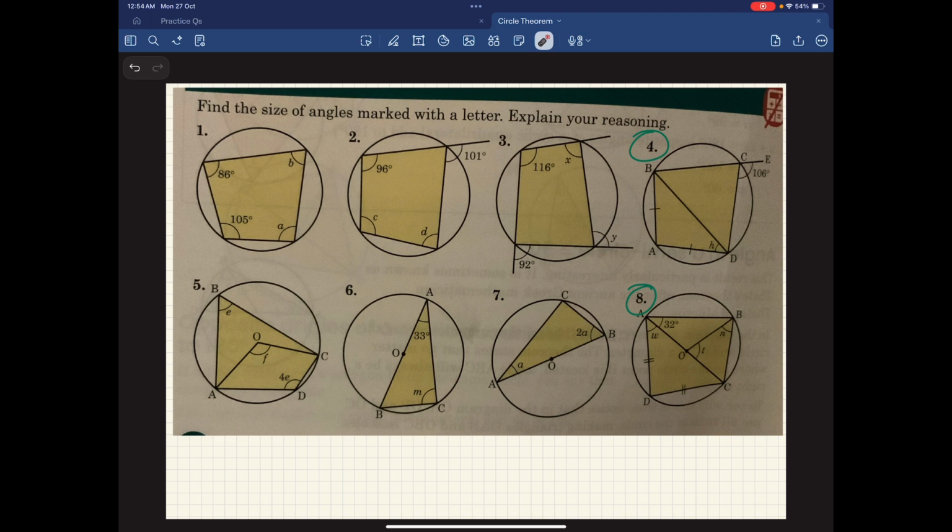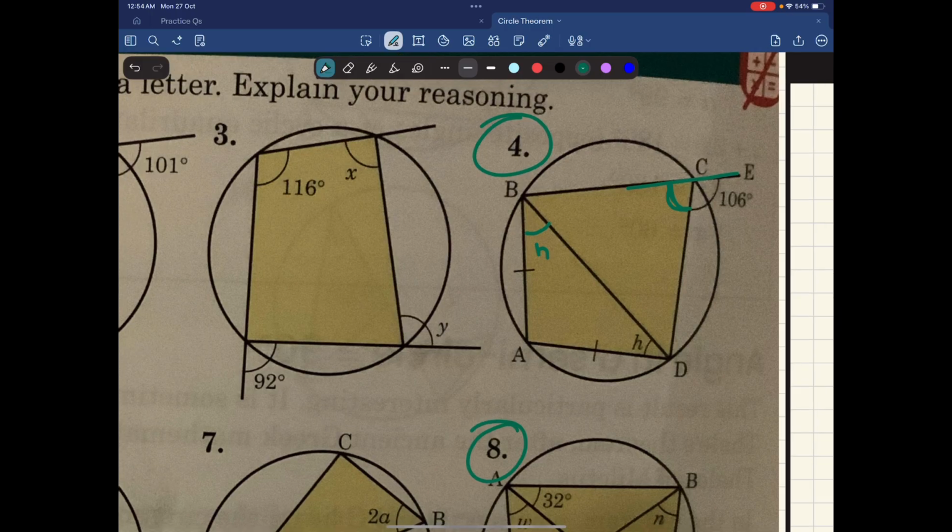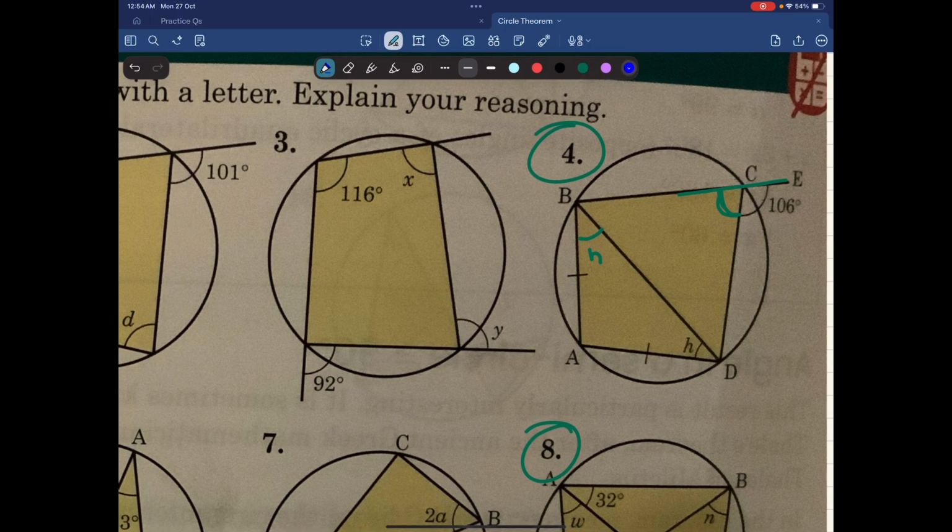So A, B, C, D qualifies as a cyclic quadrilateral, which means the opposite interior angles are supplementary. They must add up to 180. So we need to find angle H. And since this is an isosceles triangle, if this is angle H, this will also be H. Let's write down whatever we know. Is there any way that we can find this angle? Yes, because angles on a straight line add up to 180, right?